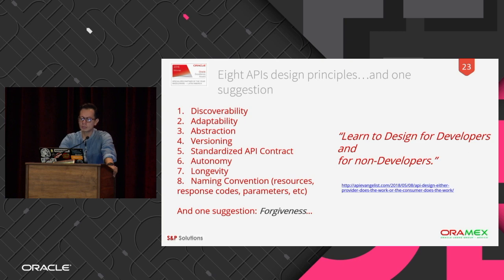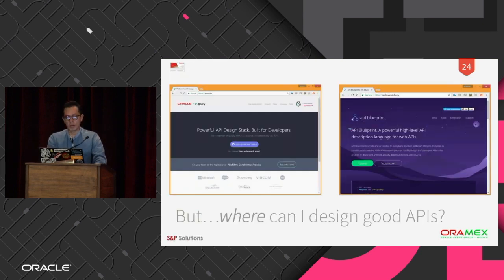And finally, try to learn to design for developers and for non-developers, okay? We are living in this digital transformation era, so it's not just about developers. It's about marketing people, business people who are trying to do different things, and one way to do it is through an API. So you'd better design for developers and for non-developers, okay? All right, so that's it.